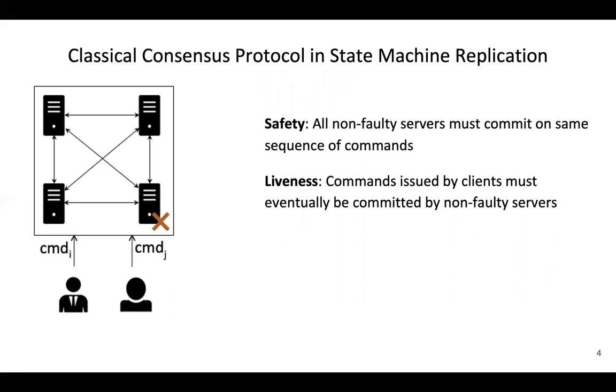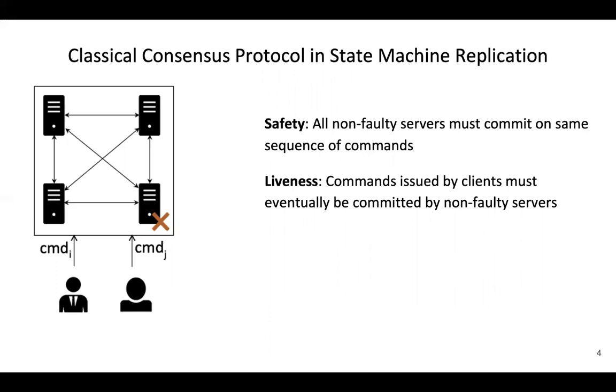The servers here execute a consensus protocol that provides the following guarantees: safety and liveness. Safety here means that nothing bad should ever happen, and the non-faulty replicas must always agree on the same sequence of commands. Liveness means something good should eventually happen, and the commands issued by the clients must eventually be committed by the non-faulty servers.